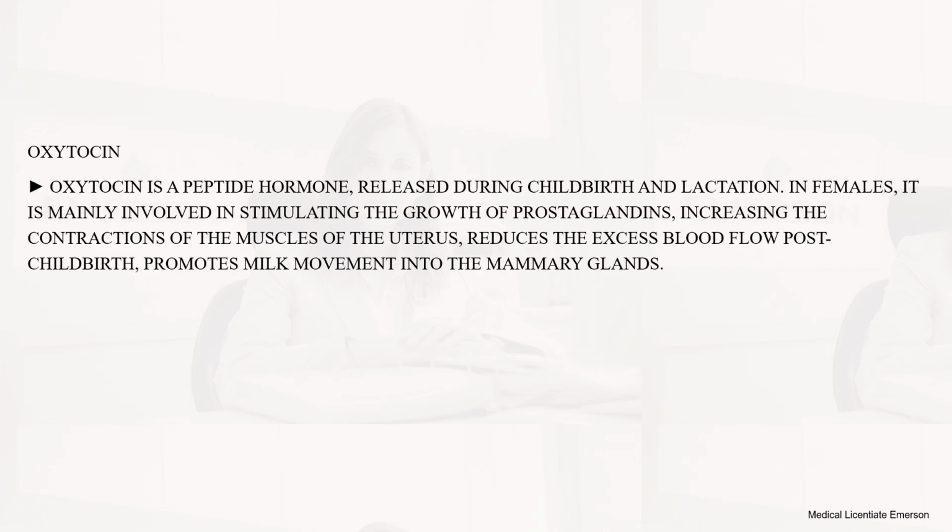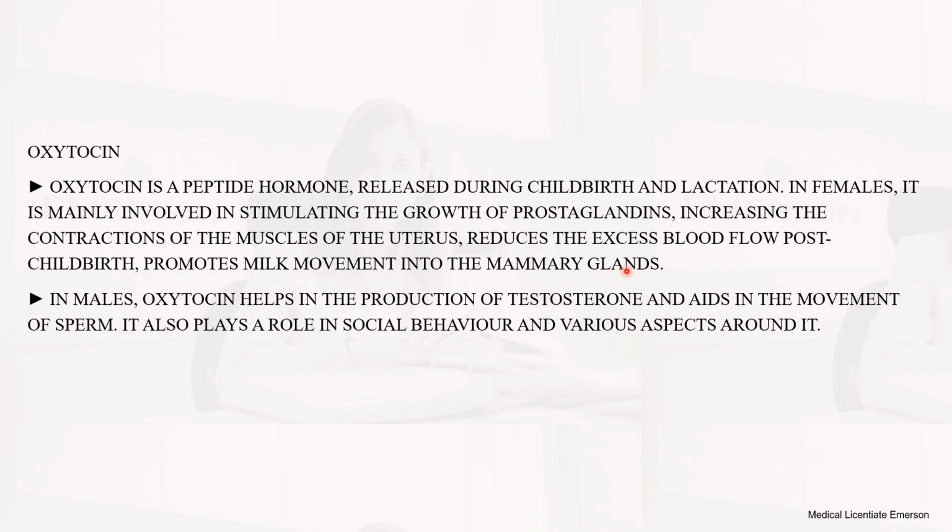Then, since we talked about oxytocin, what is oxytocin specifically? Oxytocin is a polypeptide hormone released during childbirth and lactation. In females, it is mainly involved in stimulating the growth of prostaglandins, increasing the contraction of the muscles of the uterus, reducing the excess blood flow post childbirth, and promoting milk movement into the mammary glands, as well as, of course, contraction of the lactiferous ducts.